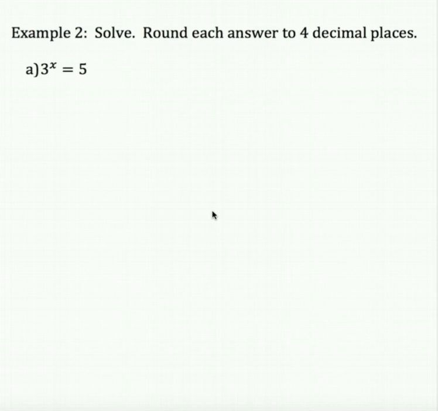Example 2, solve and then round each answer to 4 decimal places. Again, I'm going to show you a couple different methods, and you choose which works best for you. So we have 3 to the x equals 5. The first thing I'm going to do is rewrite this as a log function. Okay, so I'm going to write this as log base 3 of 5 equals x. So again, if I check my loop, that gives me 3 to the x equals 5. Okay, so I took this exponential function and rewrote it in log form.